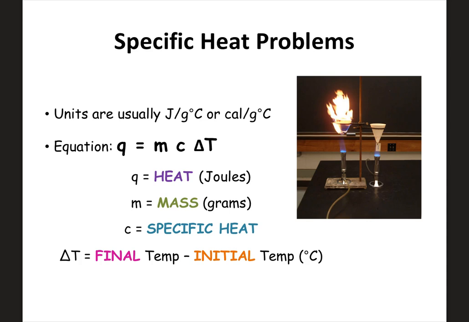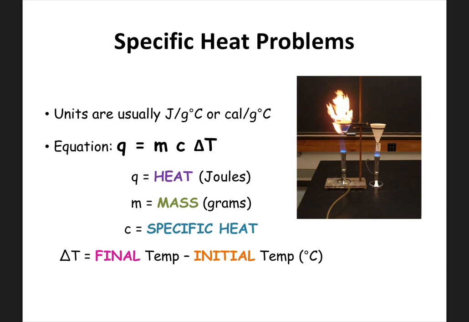We already said the units for specific heat are typically going to be joules per gram degree Celsius. It's some form of energy unit per mass unit times a temperature unit. So maybe you could see this in calories per gram degree Celsius, all right? But get used to seeing joules per gram degree Celsius, that's the units for specific heat.